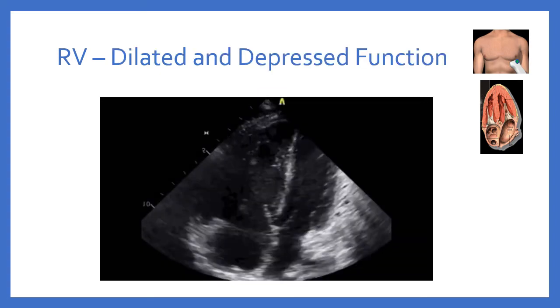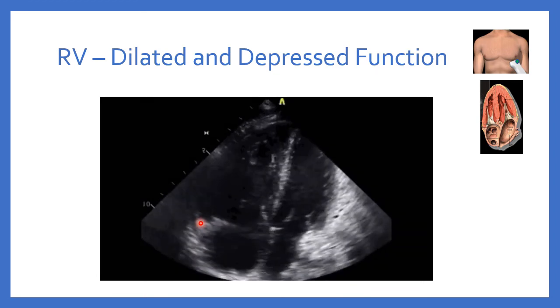On the other hand, in this image, the right ventricle is actually larger than the left ventricle. And you can also see that the tricuspid annulus is not moving much at all during systole. So it looks like your TAPSE is decreased during systole. So from this image, I would say that the RV is dilated and the systolic function is depressed.